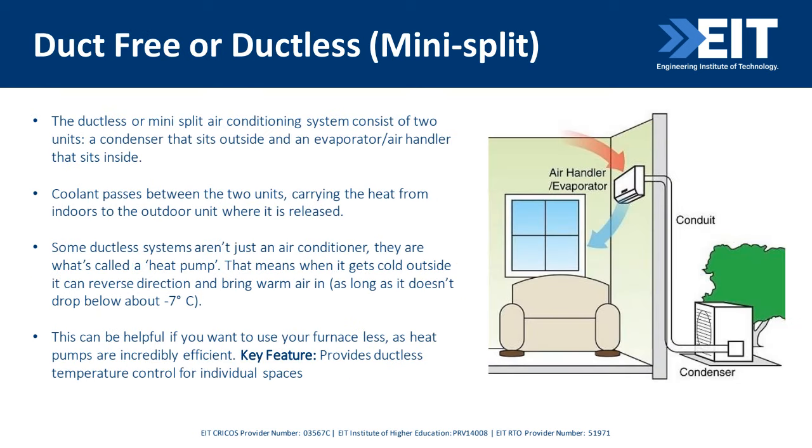Then the ductless or mini split air conditioning system. It's got a condenser that sits outside, and an evaporator or air handling unit that sits on the inside. The coolant passes between these two systems, and some ductless systems aren't just an air conditioner, they are what they call a heat pump. That means when it gets cold outside, it can reverse direction and bring warm air in, as long as it doesn't drop below -7 degrees Celsius. So this key feature is it provides ductless temperature control for individual spaces.